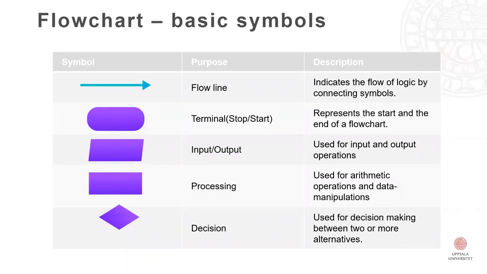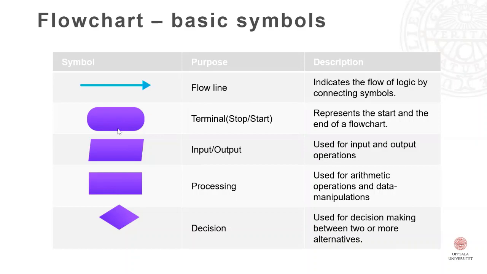When we want to use flowcharts to represent our algorithms, we need to first learn the symbols that are used to show a flowchart. An arrow is used to show the flow of logic. For example, where we start, where do we go, and where do we end. It shows the direction.